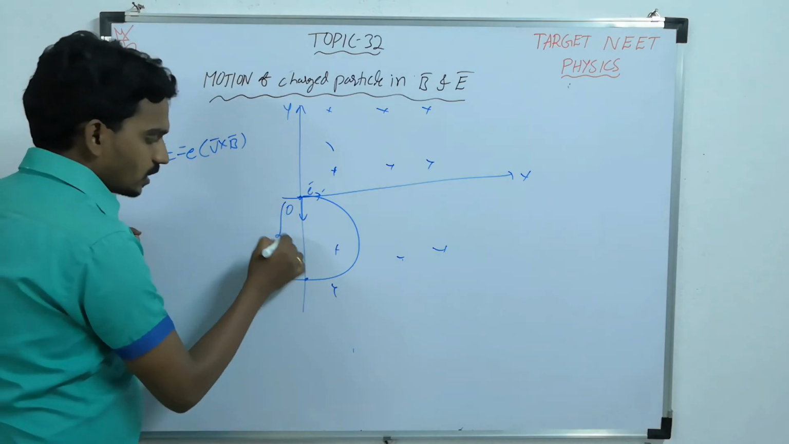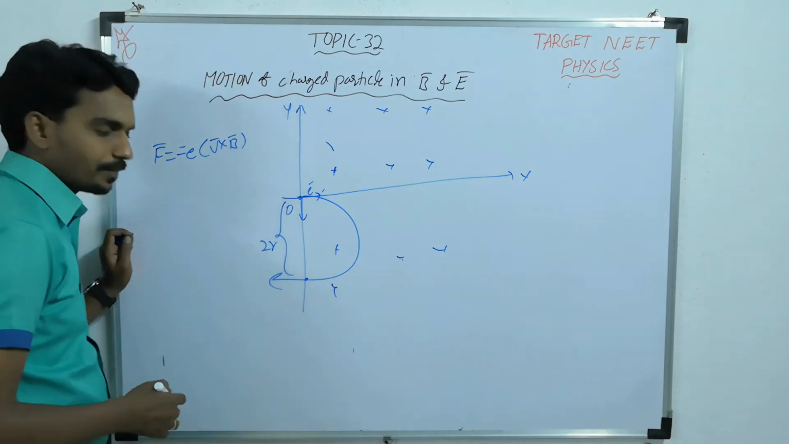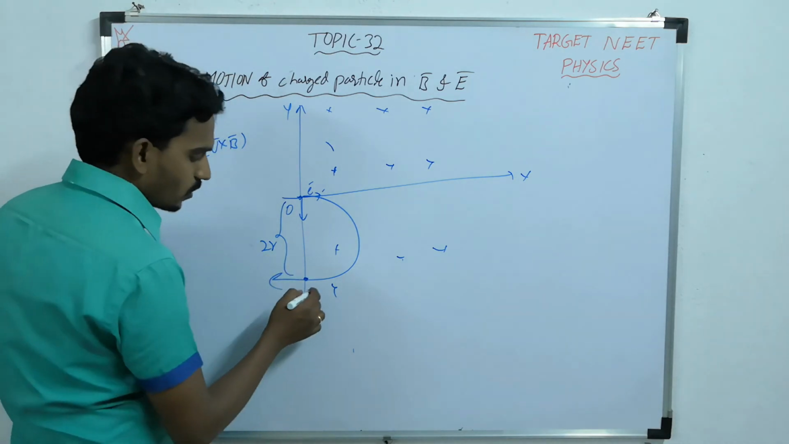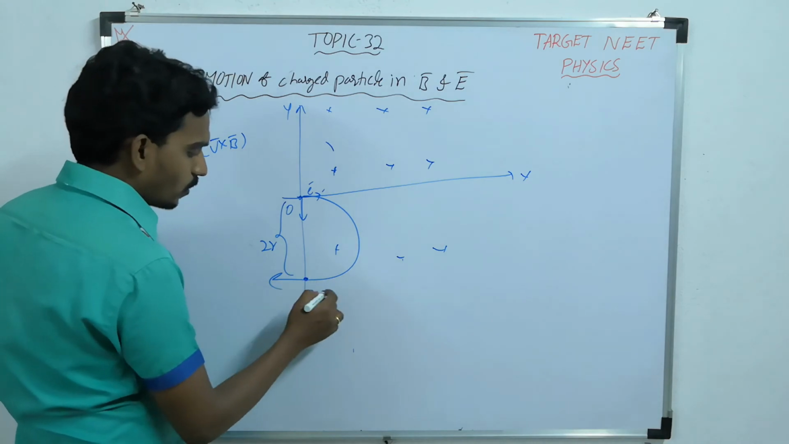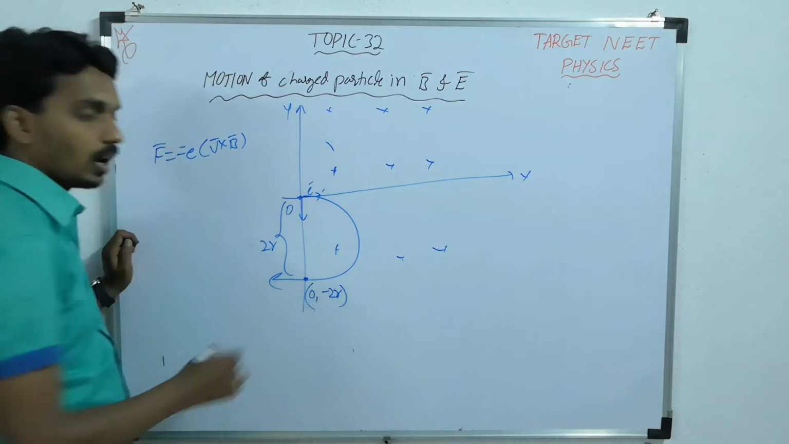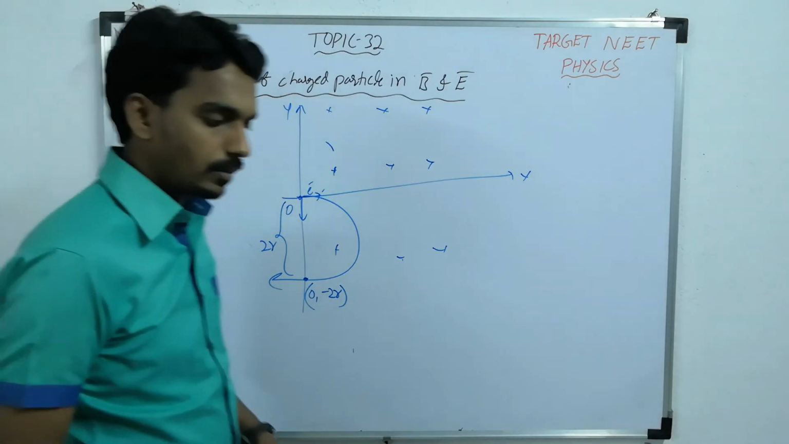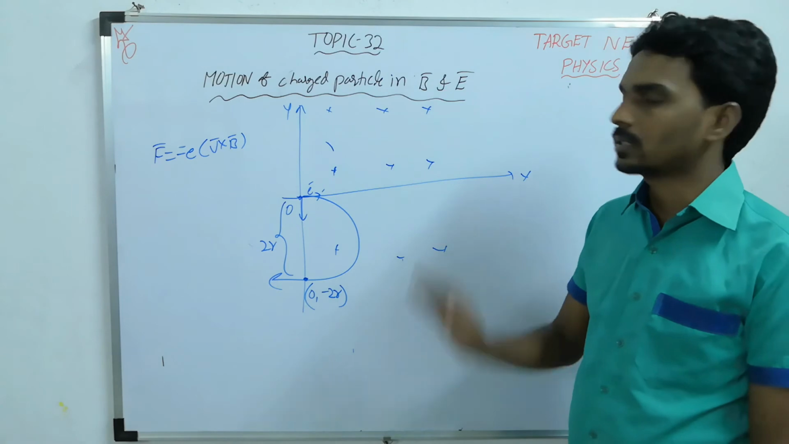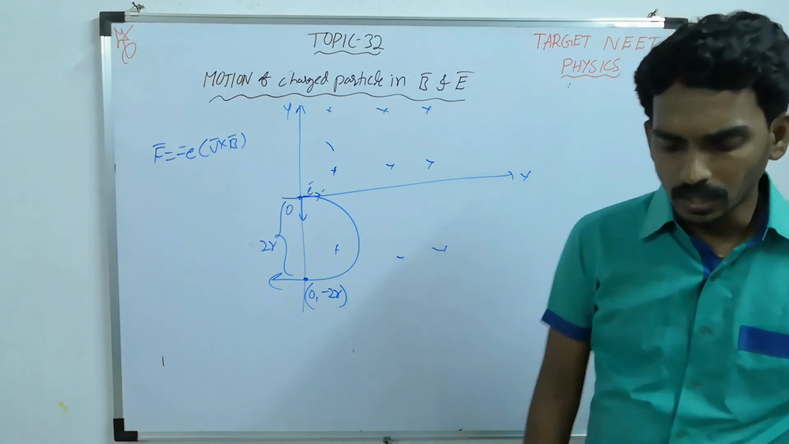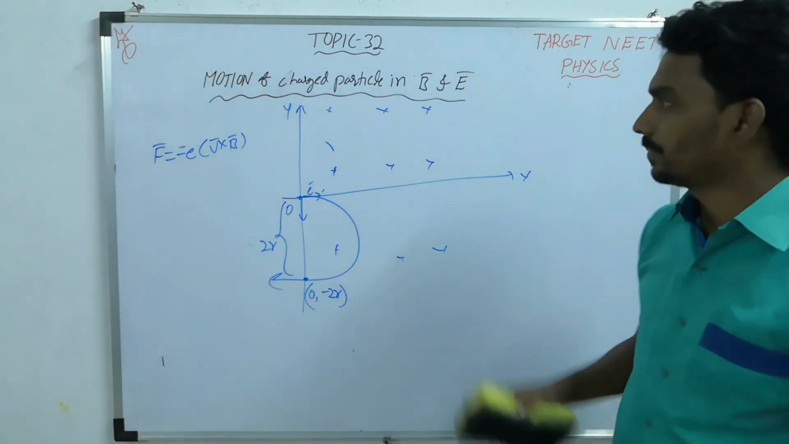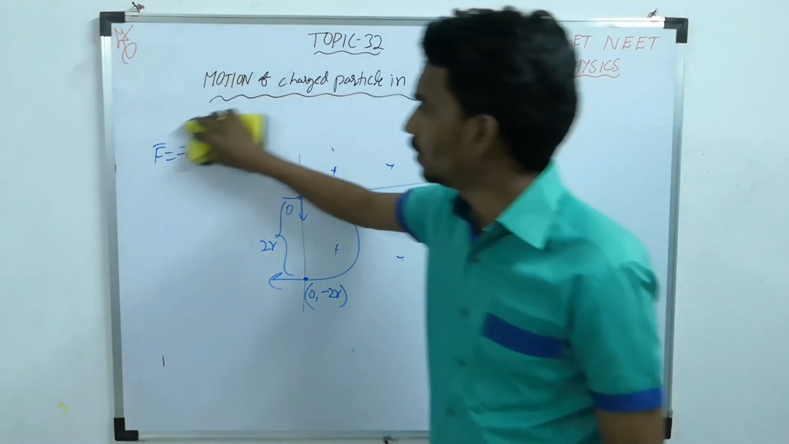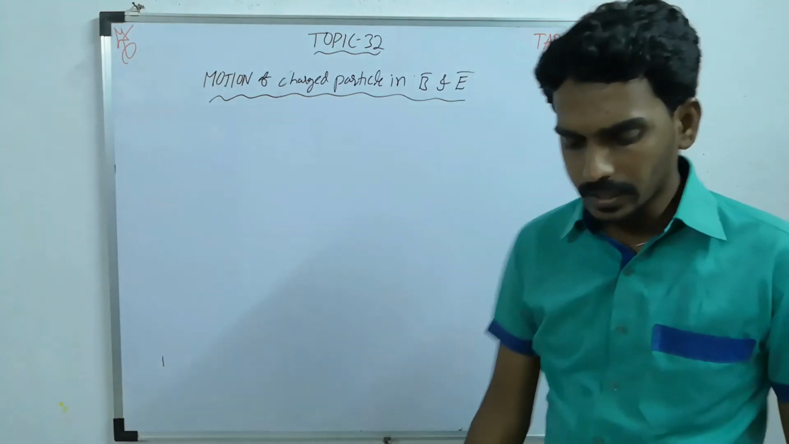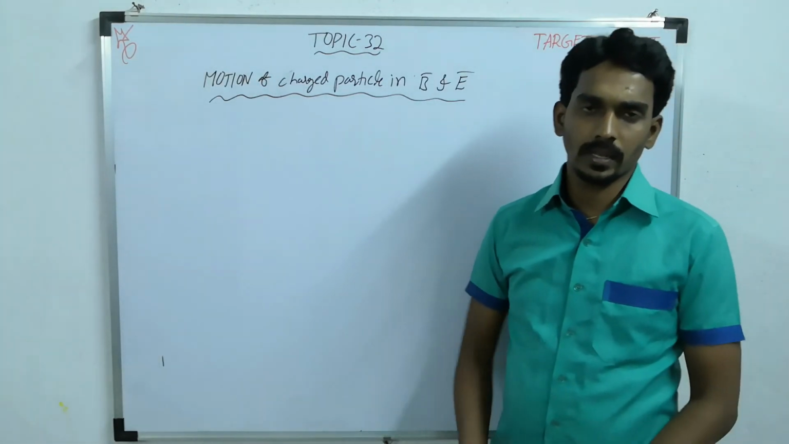Then what is this length? Diameter, 2r. So what will the coordinates of this point be? This is on the y axis, so x is 0. And what is the y coordinate? Minus 2r. So simple mathematical and logical based questions will be asked based on this. So like that, please try to understand. This is how you will get the questions, and based on direction also sometimes questions will be asked.